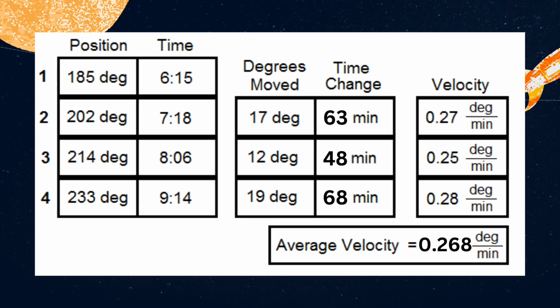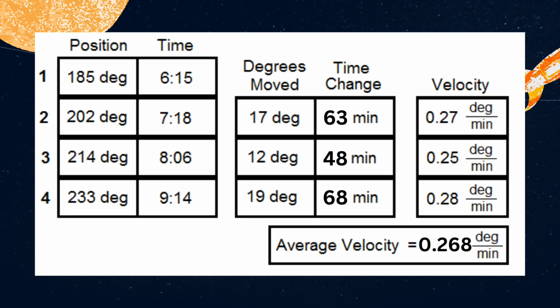So to get the velocity, we are going to divide the degrees moved by the time change, which is 17 divided by 63 equals 0.27 degrees per minute. 12 divided by 48 equals 0.25 degrees per minute, and 19 divided by 68 equals 0.28 degrees per minute.